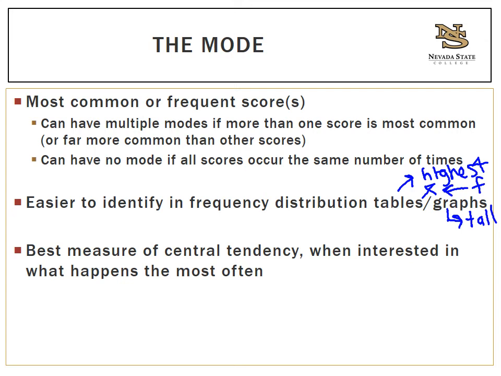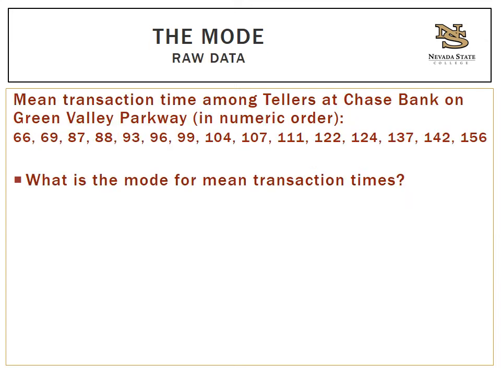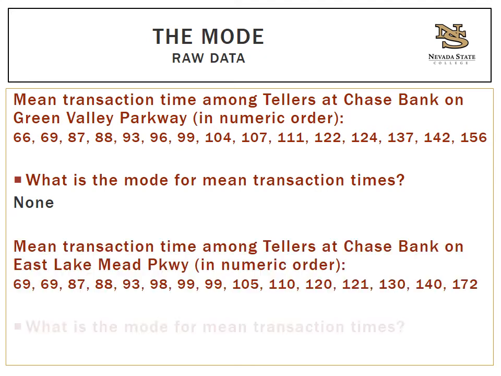But sometimes the specific question that's being asked lends itself better to one measure of central tendency over another. So now let's take a look at an example of figuring out the mode using raw data. So here are those mean transaction times among tellers at Chase Bank again, and they're in numeric order just like they were when we figured out the median. Now if we look at these values, we can see that every single value occurs one time. There's no value that occurs multiple times, so there's no mode in this sample data.